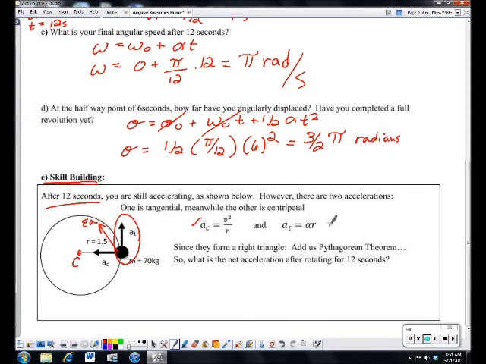My angular acceleration, of course, was pi divided by 12. I didn't give you a good radius, but I wrote it over there as 1.5. I'm going to just use numbers now because it doesn't matter. So pi divided by 12 times 1.5 gives me about 0.4 meters per second squared.